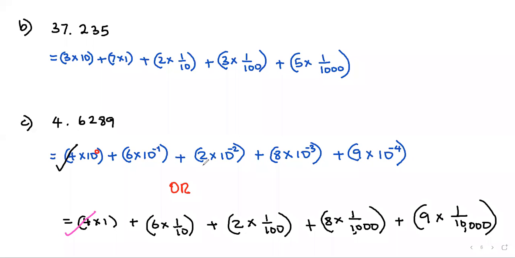Now, I will give you a number to try. Let's say we have 278.91. Write in expanded form. Who can try? Very quick, very quick.